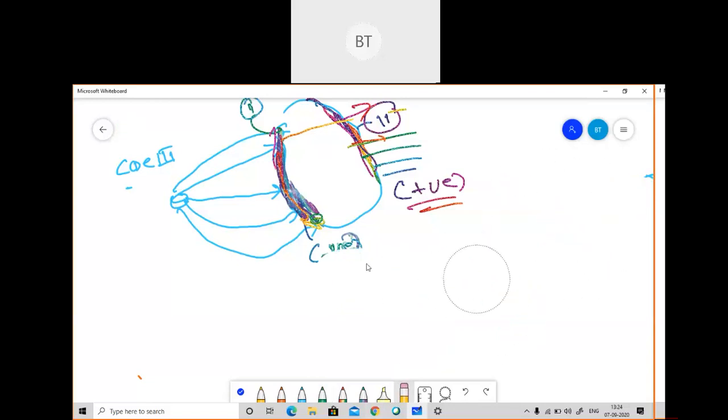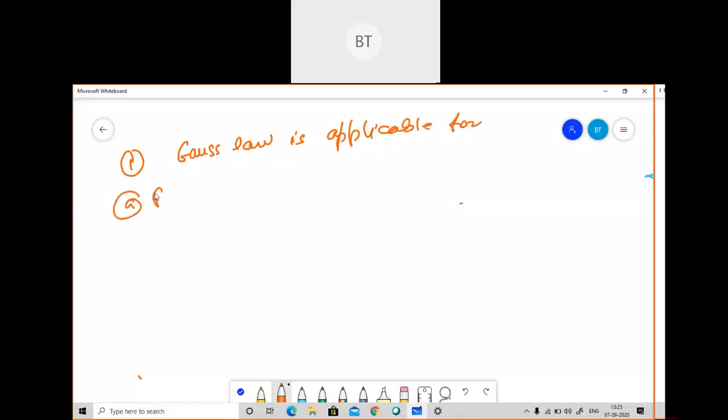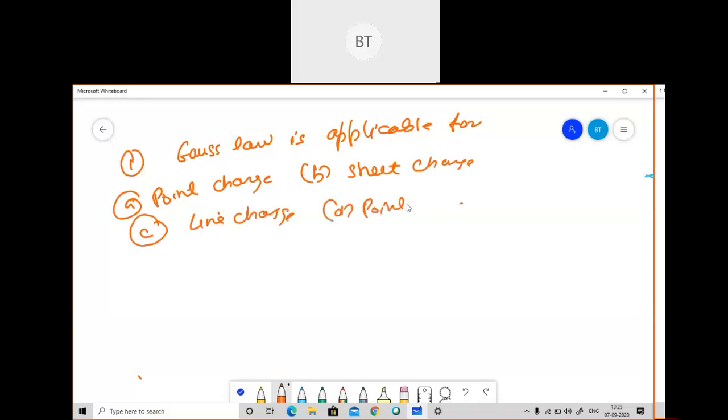So see how the problem comes in your paper. I'll ask you, so you just give me your view, and based on that, I will tell whether it is correct or wrong. Suppose the first problem is like this. I have taken it from GATE only. The problem was: Gauss law is applicable for? Option A will be point charge, B option will be sheet charge, C option will be line charge, and D option will be point, sheet, and line charge. Please tell me which option is correct.